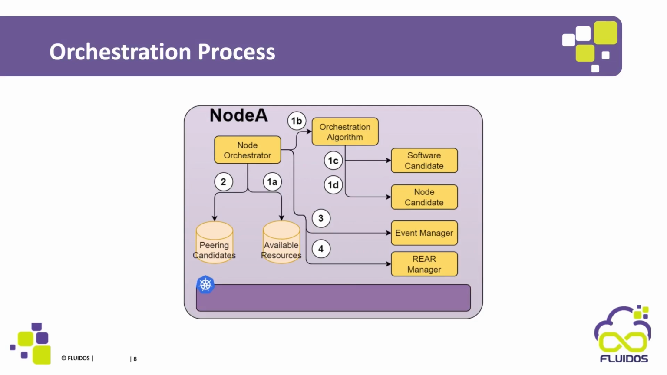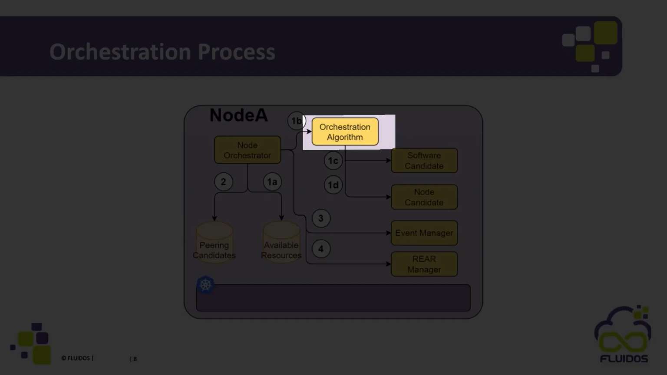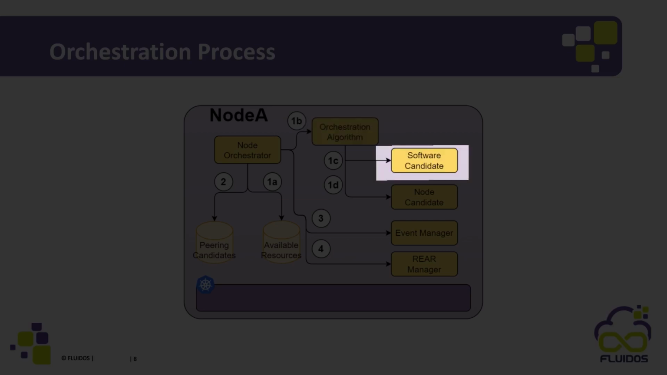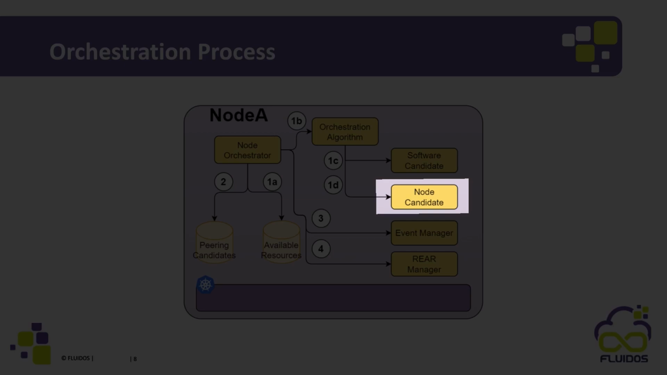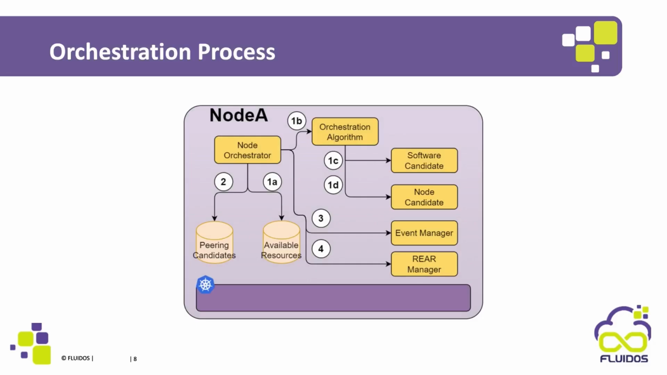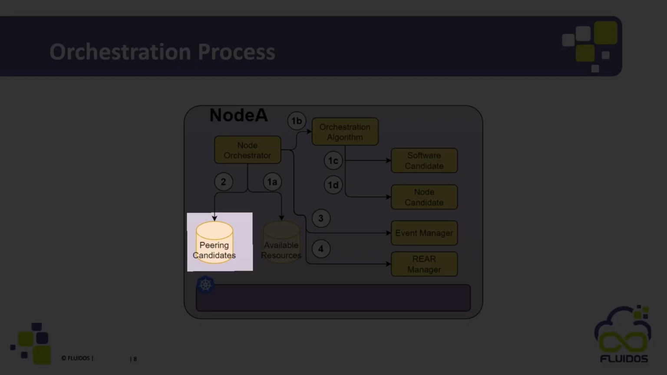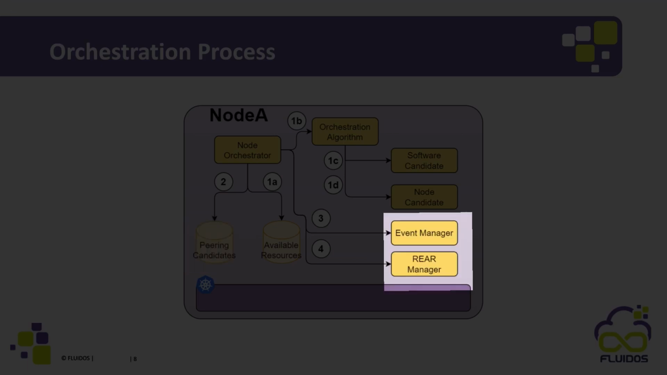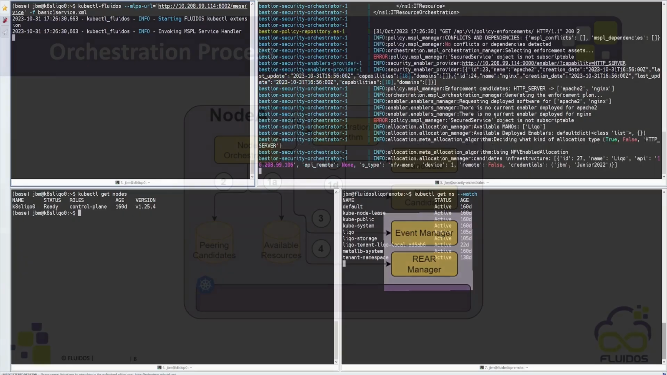In this image, we can see the workflow of the orchestration process. The first thing it does is to select the orchestration algorithm. On the one hand, it selects the software to use as HTTP server from a set of software candidates. On the other hand, it selects the node where the software will be deployed from a set of node candidates. But it realizes that the node doesn't meet the requirements of the policy, so it searches for peering candidates in order to address the policy. If we remember, we had no peering candidates. Therefore, the node orchestrator will create an event of type resource acquisition in order to trigger the node orchestrator when there are resources available, and a request to the rear manager to obtain resources.